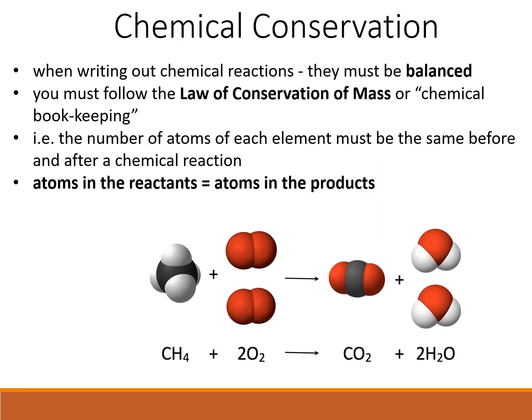Even though we won't do it in this course very much, when you write out a chemical reaction, you have to write them in the balanced form. You'll also notice that when reactions are shown in this course, they will be written in balanced form. And that's because we have to follow the law of conservation of mass, which I look at as sort of chemical bookkeeping. The law of conservation of mass means that the number of atoms on the left-hand side of the arrow have to equal the number of atoms on the right-hand side of the arrow. In other words, the atoms in the reactants have to equal the atoms you find in the products.